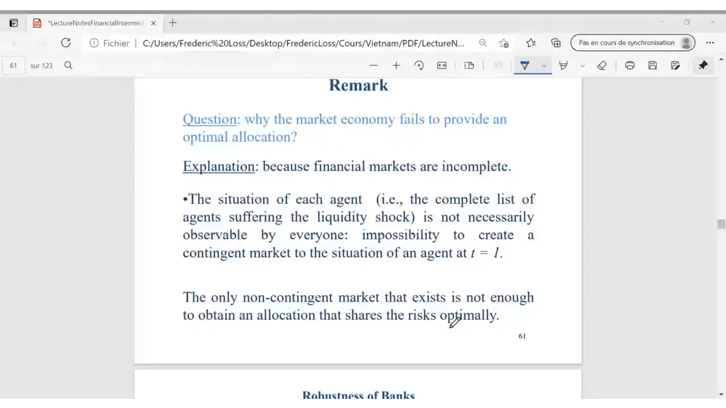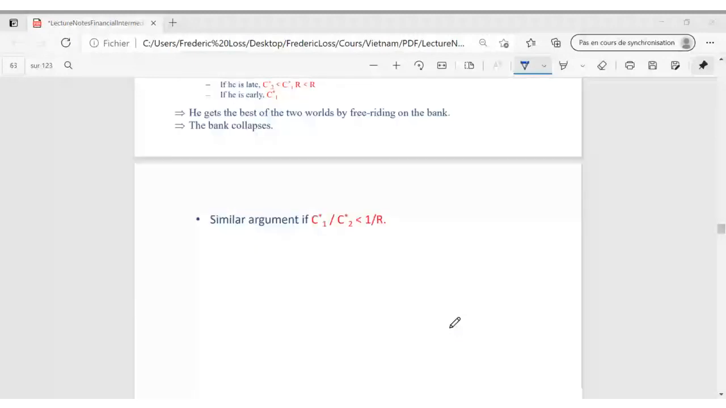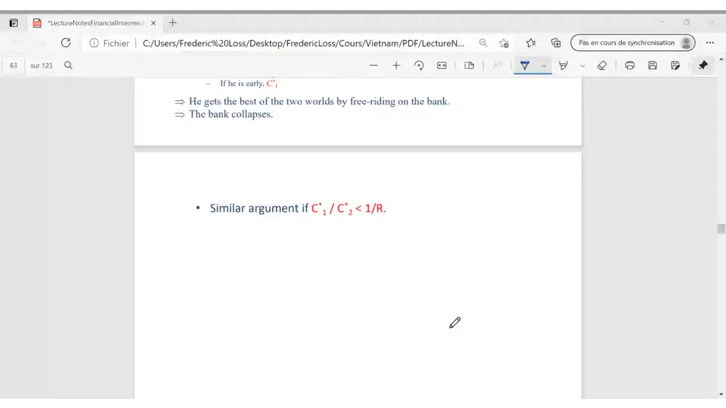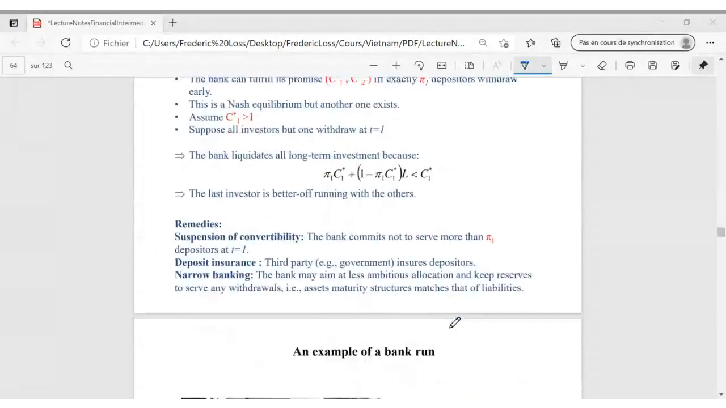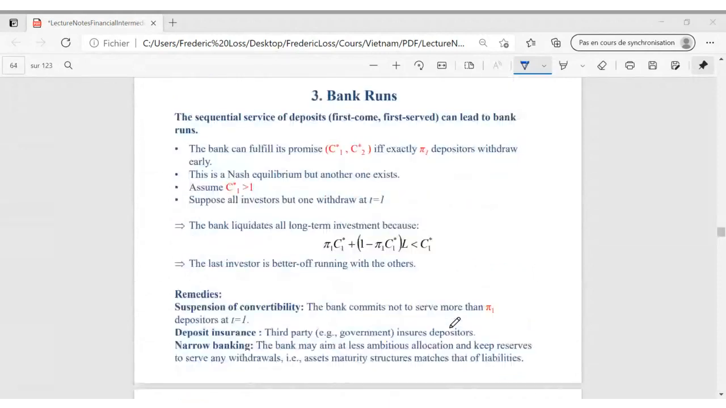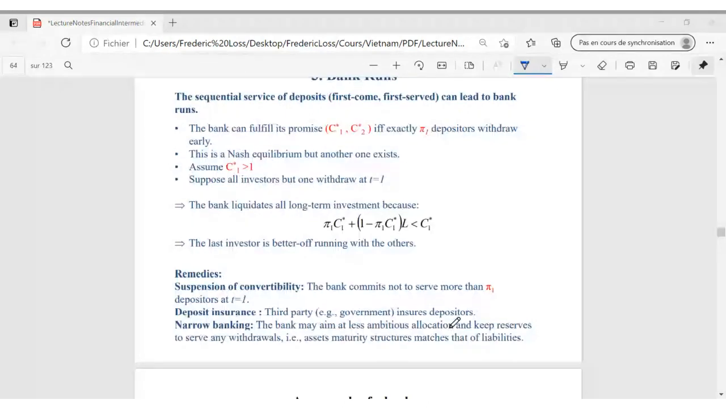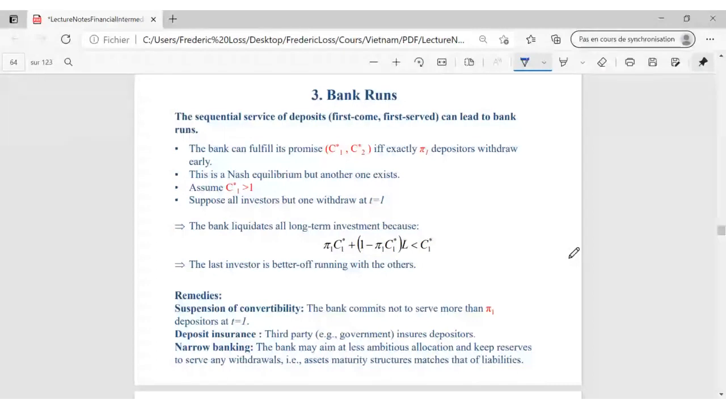So today, I'm not going to talk about robustness of banks. I'm going to talk about that only if I have time. Else, I'm not going to talk about that. So let me just say a few words about bank runs, because this is crucial. And this is a well-known danger for a banking sector.